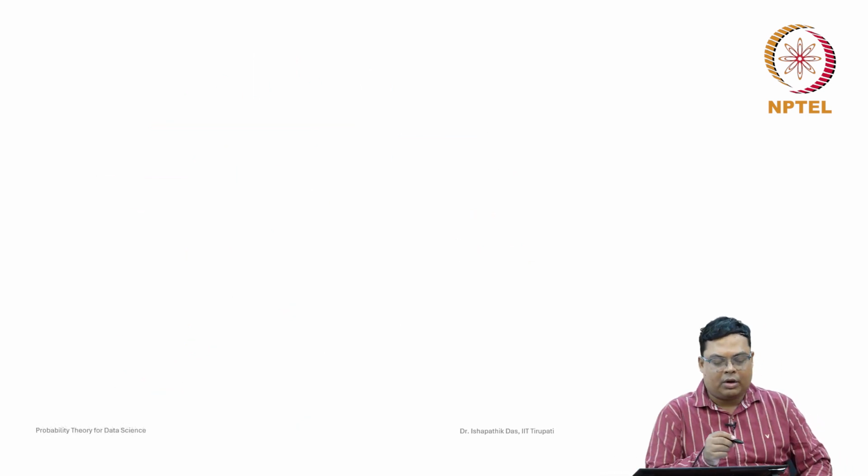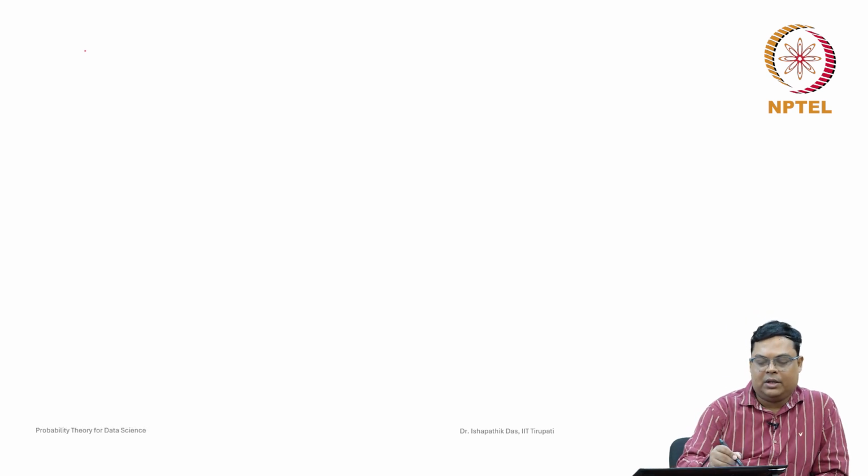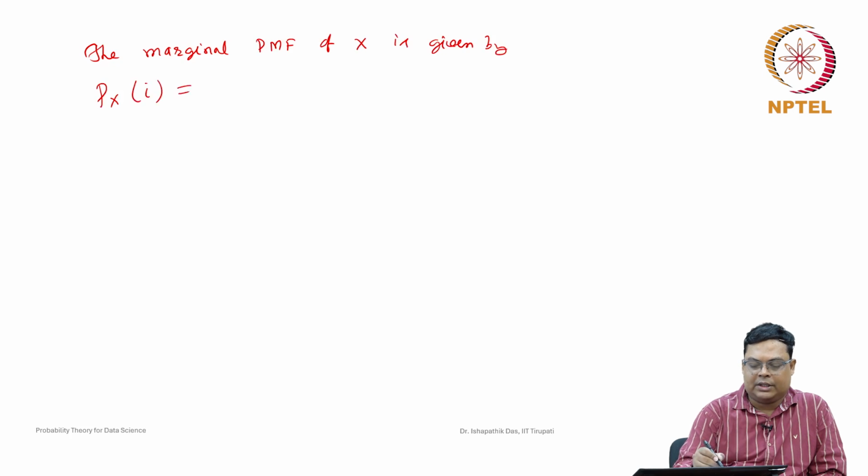So we want to find the marginal probability mass function. The marginal probability mass function of x is given by P x of, suppose, i. This is nothing but the probability that x is equal to i. We know that this formula is the sum of P x y of i comma j.